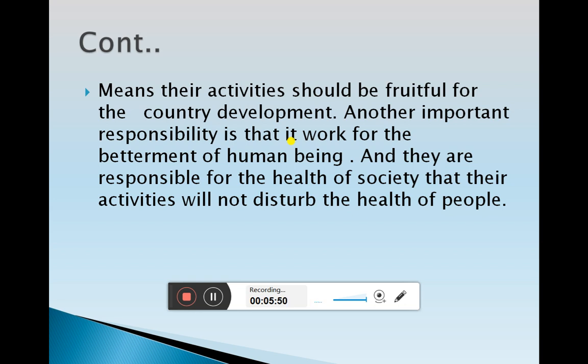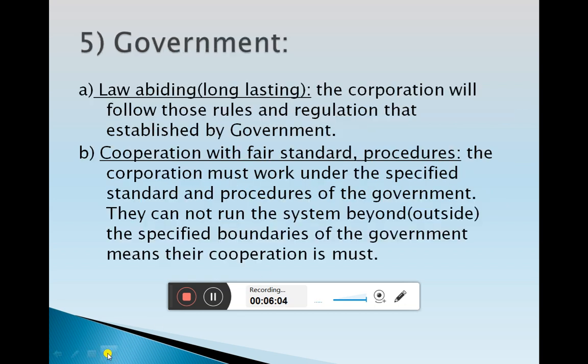Any company operating in any business, in any society, must promote the well-being of that society, which shouldn't disturb the health of the people. Hope this will be clear to you.